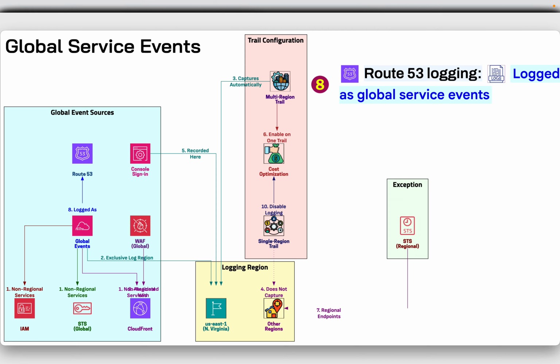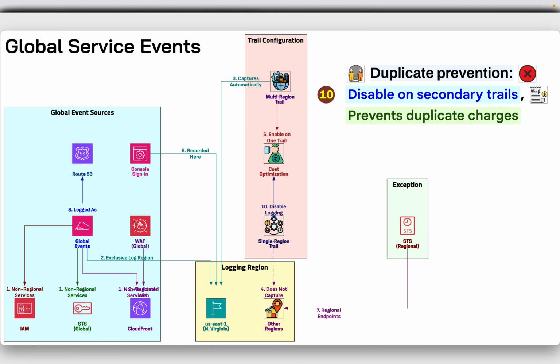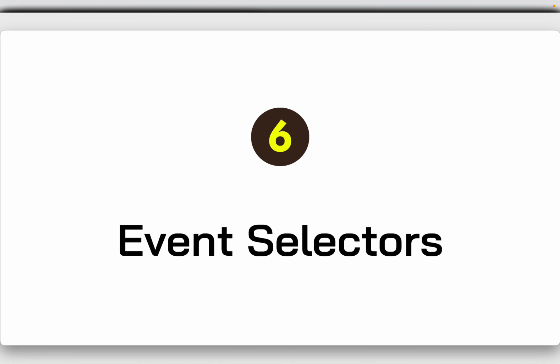Route 53 events are logged as global service events. AWS Web Application Firewall events are logged as global service events when associated with CloudFront distributions. Disabling global service event logging on secondary trails prevents duplicate event charges. Sixth topic is event selectors.